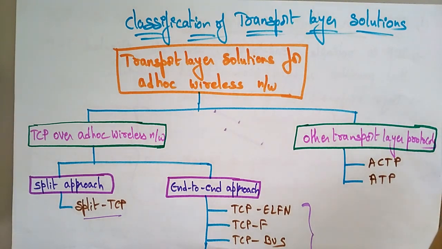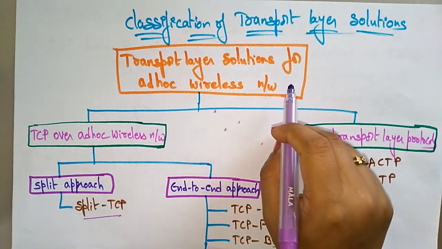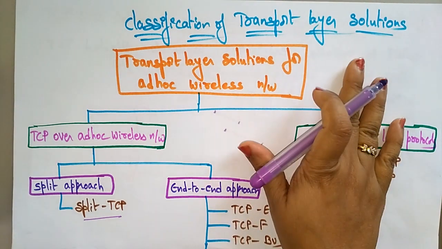So coming to the next topic, that is the classification of transport layer solutions. In the previous video I explained why TCP does not perform well in ad hoc wireless networks. So to overcome those problems, the transport layer solutions for ad hoc wireless networks are introduced.